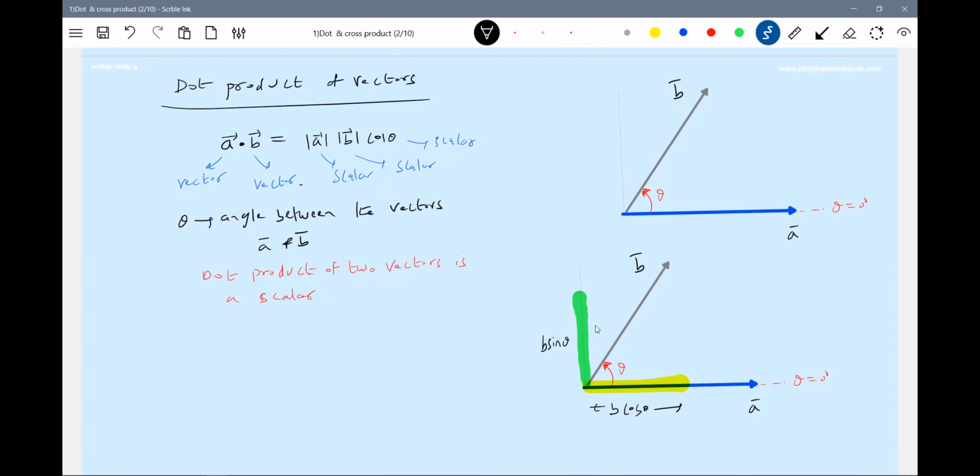B cos theta is in what direction? It is along a bar. So in the vector dot product, b cos theta is the component of b bar along a bar. What is this dot product? Shall I put it in a simple way? Earlier in the resolution of vectors, we were able to resolve the components of a vector along rectangular coordinate axes. In the dot product, we can resolve a component of a vector along another vector. I think this is the core fundamental thing.